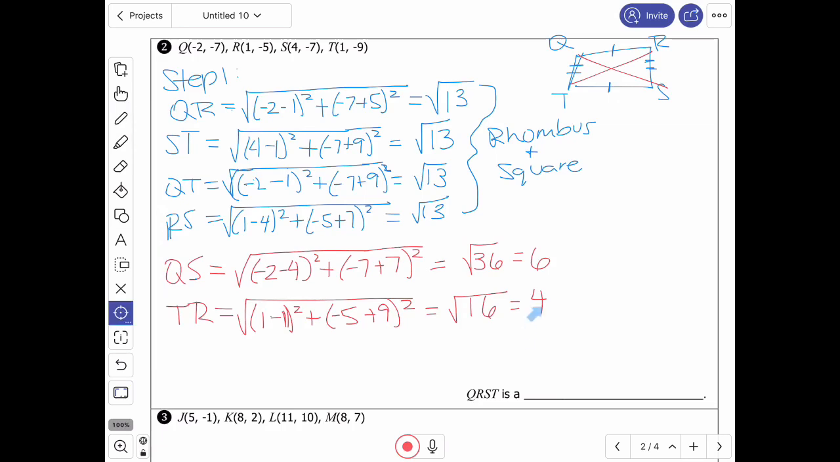6 and 4 are not the same number, so that shows me that my diagonals are not the same. So the only quadrilateral where all four sides are congruent, but the diagonals are not the same, would lead me to say this is a rhombus. So this quadrilateral is a rhombus.